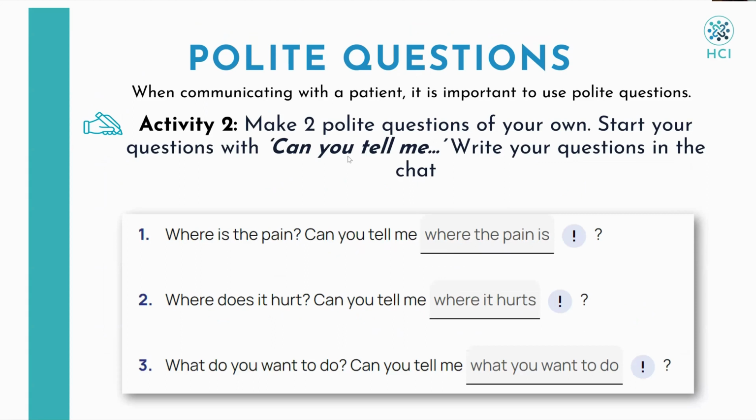So I would like you to think of your own question using can you tell me, and write it in the chat. Try to think of a typical question that you ask a patient. I'll give you about 1 minute for this. So you have 1 minute to do the activity 2. You can make a polite question of your own, starting with, can you tell me? And try to think of the questions that you often ask your patients in a patient interview.